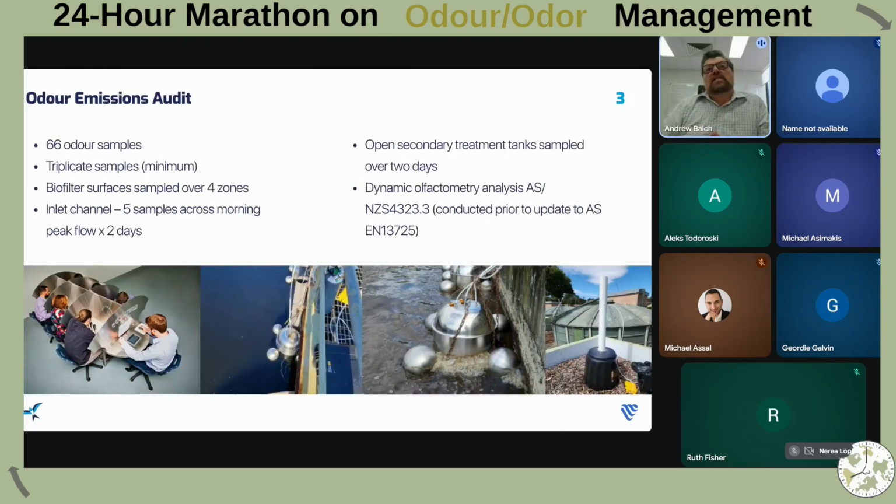We collected 66 odour samples with minimum triplicate sampling across all treatment areas. Biofilter surfaces were sampled over 4 zones, inlet channels as a time series during peak flows, and secondary treatment tanks repeated over 2 days. All samples underwent odour concentration analysis by dynamic olfactometry and qualitative characterisation.